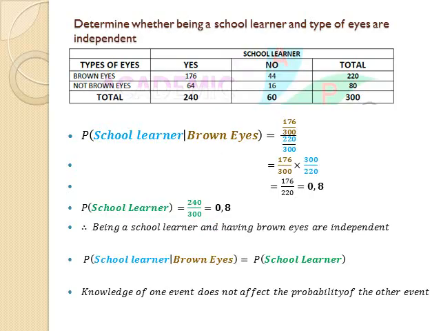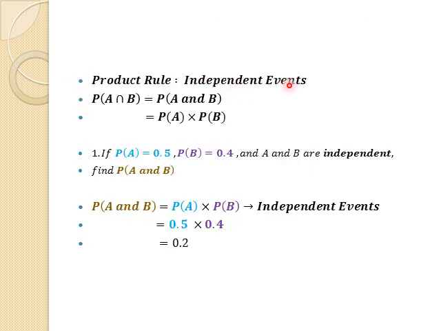The next slide, I'll be doing it the way we do it in school, just using the product rule. So product rule for independent events, right? Probability A intersection B equals probability A and B, or in short, probability A times probability B. So just to go through that, this is how we test it in exam.